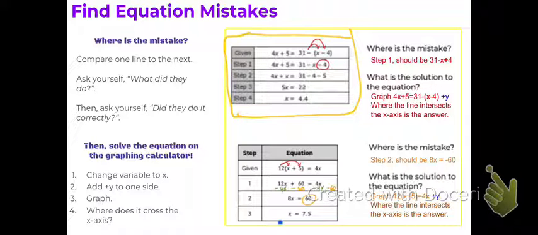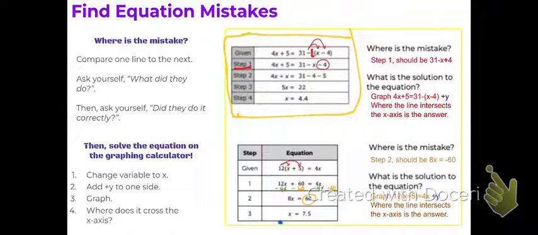Well, if there's a negative sign outside the parentheses, that's like being multiplied by -1. Or you can think of it as just distributing that negative sign. When I distribute -1 to x, I get -x, but -1 times -4 is +4. So the mistake is in step 1. This should have been +4.